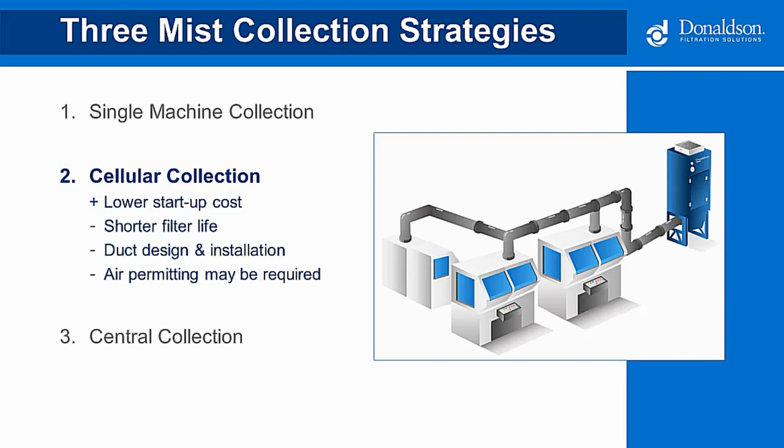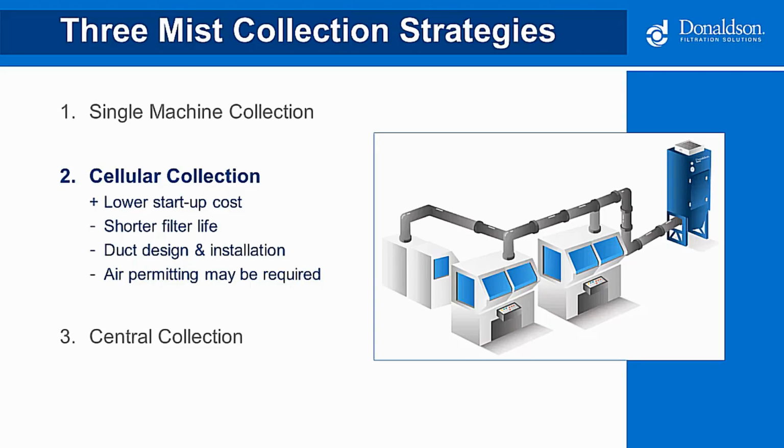The cellular mist collection strategy typically consists of 3 to 5 machine centers being served by a single mist collector. Often these machines perform sequential work on the same part, and all machines typically will use the same coolant system. So some of the advantages of this approach: maintenance can be easily done during downtime of the manufacturing cellular line. Another advantage is you will have lower capital equipment costs because you're buying one mist collector to handle multiple machines. Your energy consumption can be lower because, again, one collector versus many collectors.